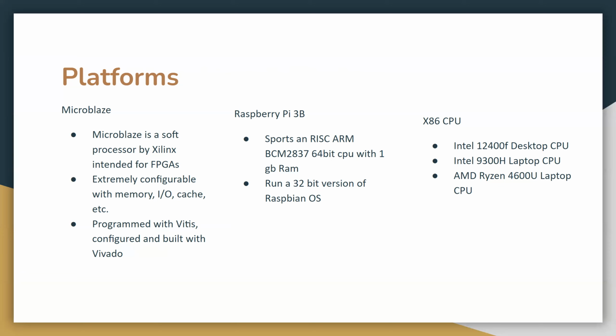The Raspberry Pi 3B is running a RISC ARM BCM2837 64-bit CPU with 1 GB of RAM. It's running a 32-bit version of Raspbian OS. For the x86 CPUs, we're using 3 different devices. They are the Intel Core i5-12400F desktop CPU, an Intel i7-9300H laptop CPU, and the AMD Ryzen 4600U laptop CPU.